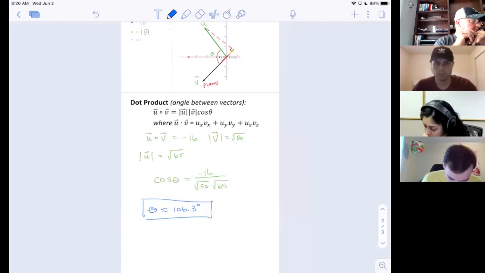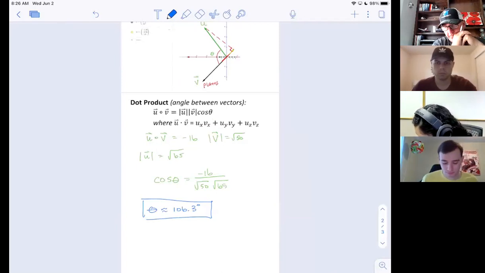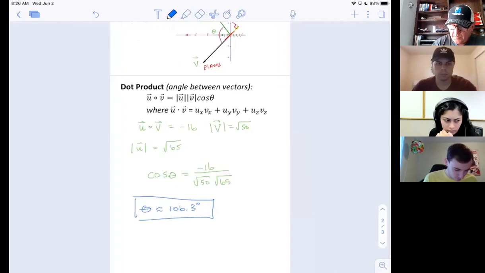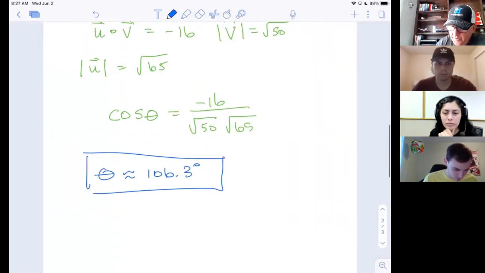Real quick, so that one form of the equation, the magnitude of u times cosine of v divided by the magnitude of v, would you do the cosine on each component of v divided by the magnitude of v? Or am I misunderstanding the notation? I'm not totally sure.